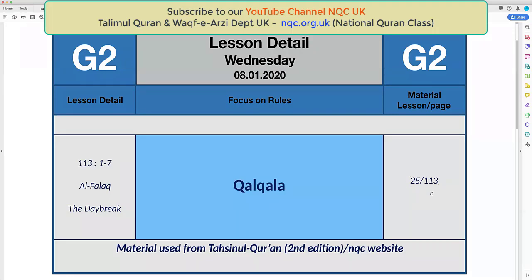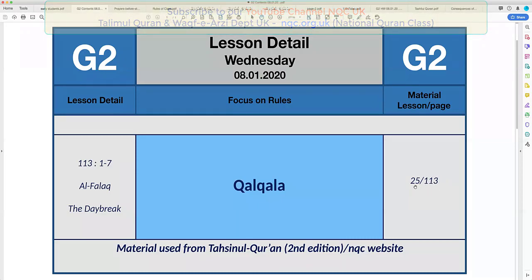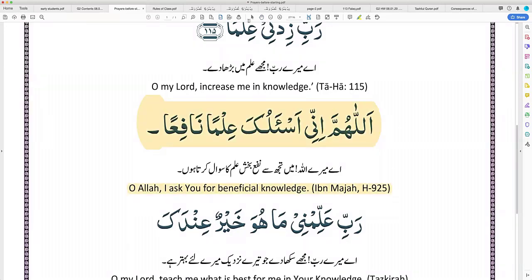And here it tells you the page, the lesson number in the book Tashilul-Qur'an. And this is the page number that you'll find that lesson on, and these rules in particular. All the material that we use is from the Tashilul-Qur'an, the second edition, and we do use some material that you can download from the NQC website, which is nqc.org.uk. Okay, so without further ado, if I may have a student to the mic.